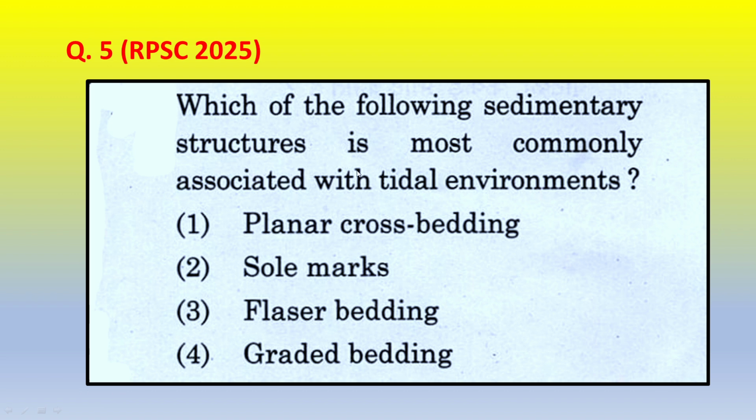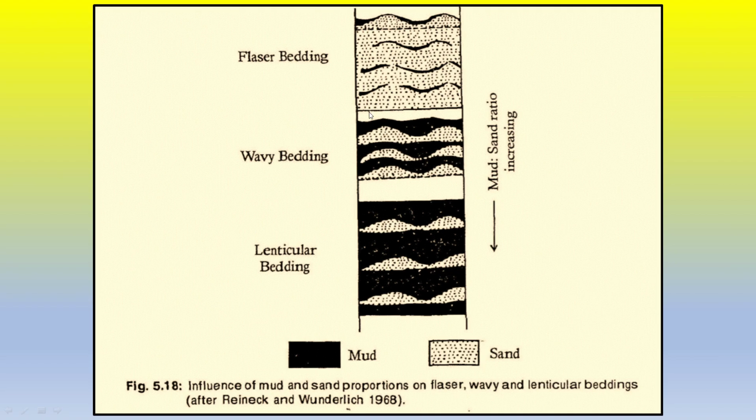Fifth question is, which of the following sedimentary structures is most commonly associated with tidal environment? Planar cross bedding, sole mark, flaser bedding and graded bedding. Okay, let's see the picture. Here is the picture of flaser, wavy and lenticular. Actually those all indicate tidal flat deposit or tidal environment.